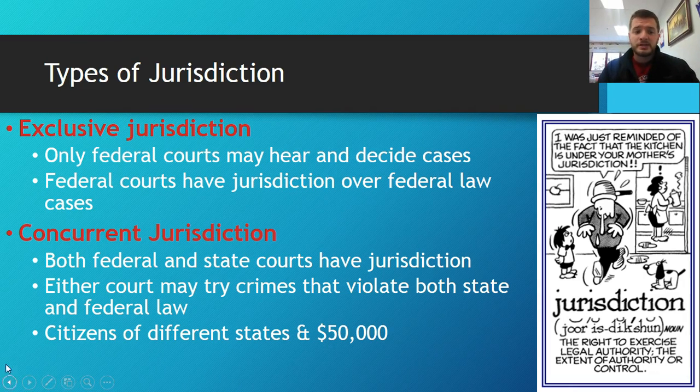There are different examples of cases that have concurrent jurisdiction as well. Just finishing up explaining that, the states and federal courts also have concurrent jurisdiction when citizens of different states are involved, or if there is a dispute over $50,000. That can be done in either a state or a federal court, and either party can request for their case to be tried in a federal court rather than a state court.